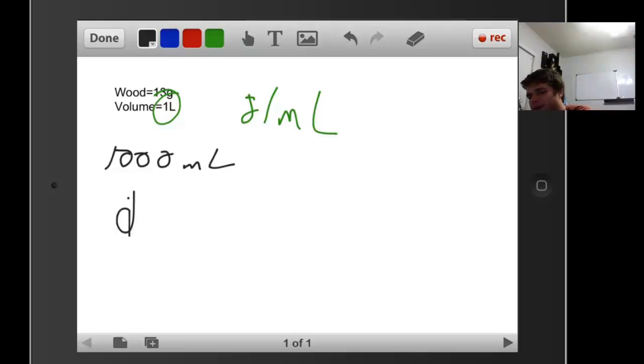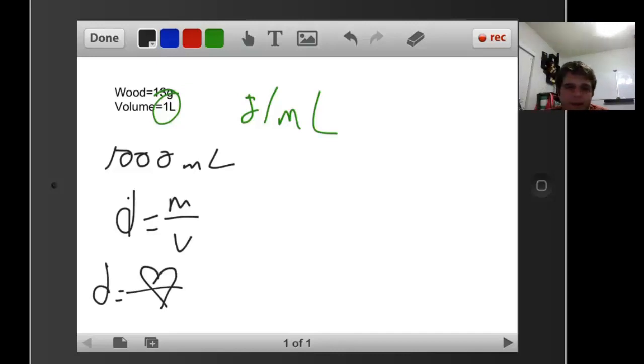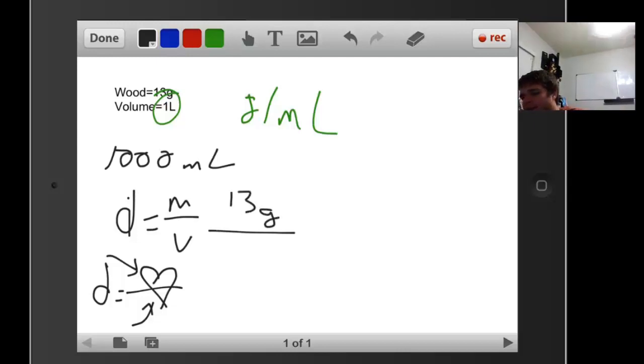If you remember the formula from the other page, density is equal to mass divided by volume. An easy way to remember that is D is equal to heart, okay? I'm not really good at drawing hearts, but as you can see, we have an M on the top and a V on the bottom. Pretty straightforward stuff, right? So density is equal to mass divided by volume. The mass here was 13 grams divided by 1,000 milliliters.